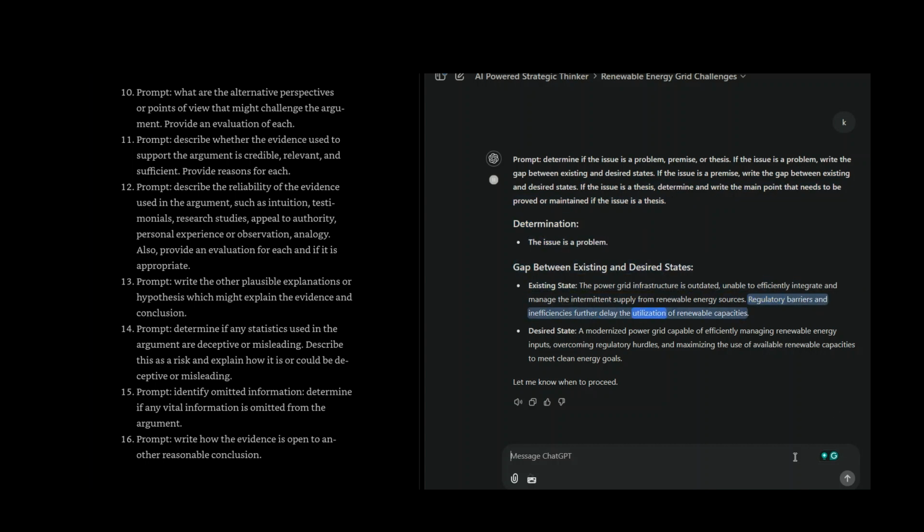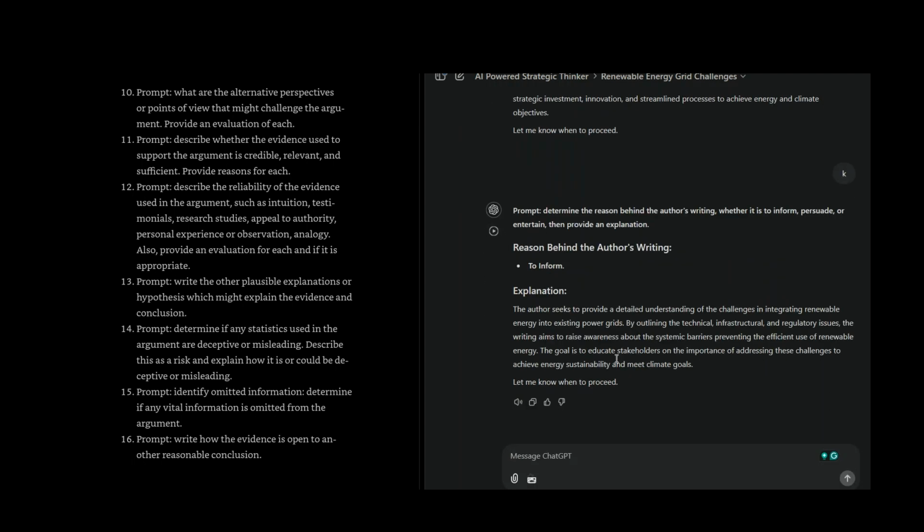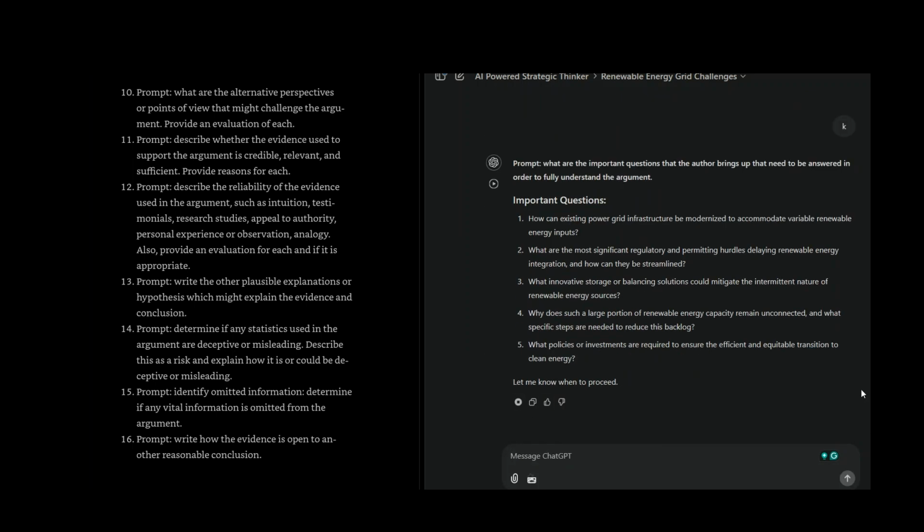If the issue is a problem, write the gap between existing and desired states. If and only if the issue is a premise, write the gap between existing and desired states. If and only if the issue is a thesis, determine and write the main point that needs to be proved or maintained.